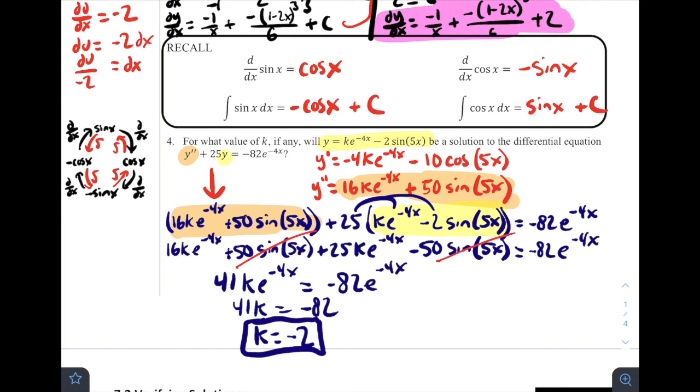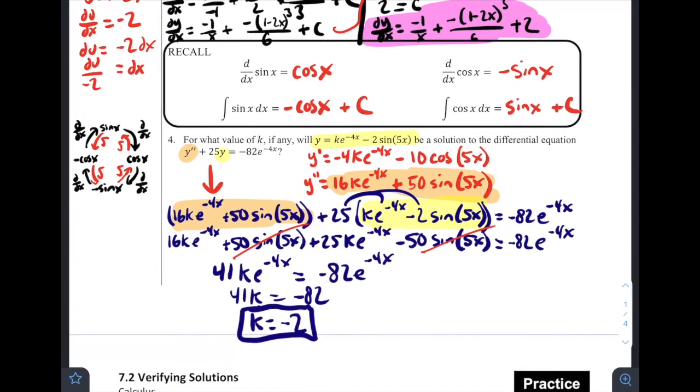And again, the process: because we saw that it had a y double prime, we took the first derivative and then the second derivative, and then substituted in for that equation, simplified, and then we were able to solve for our k value here. But that's it for problem number 4.